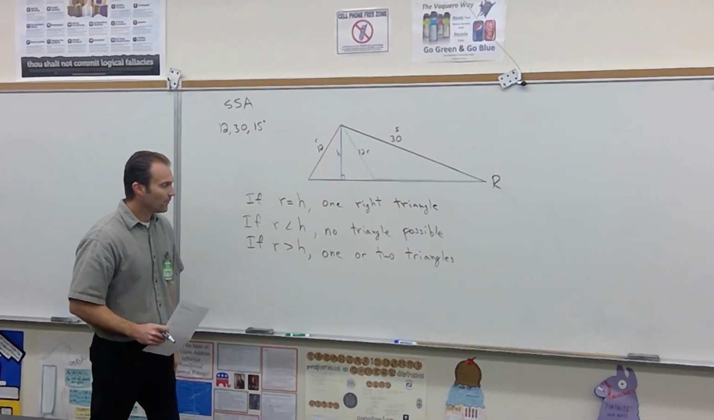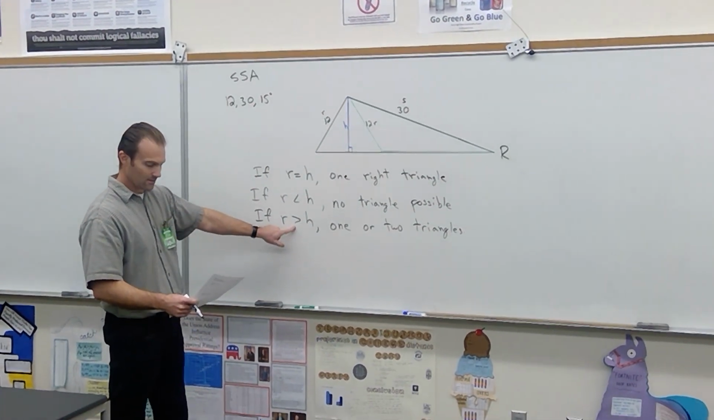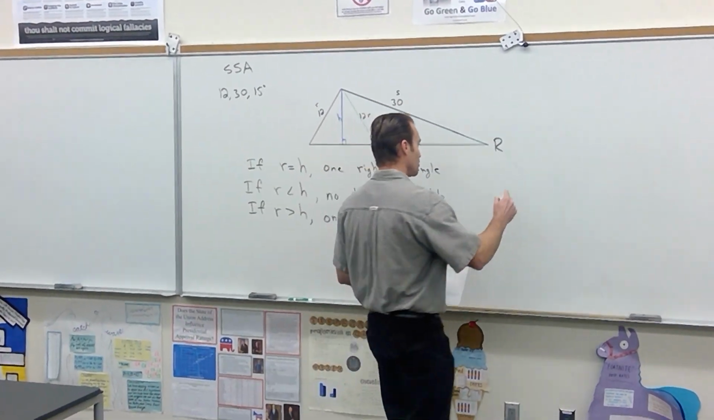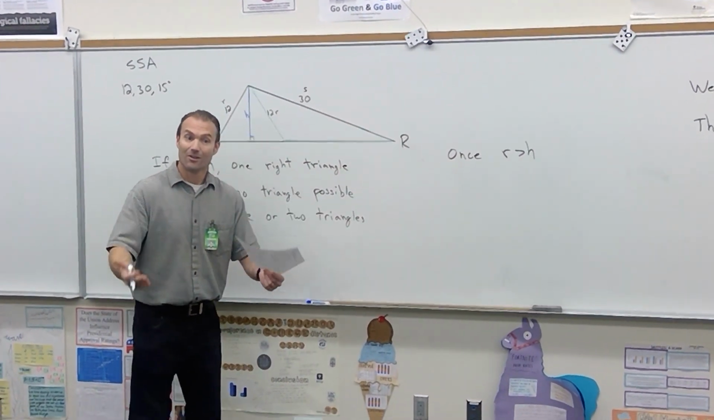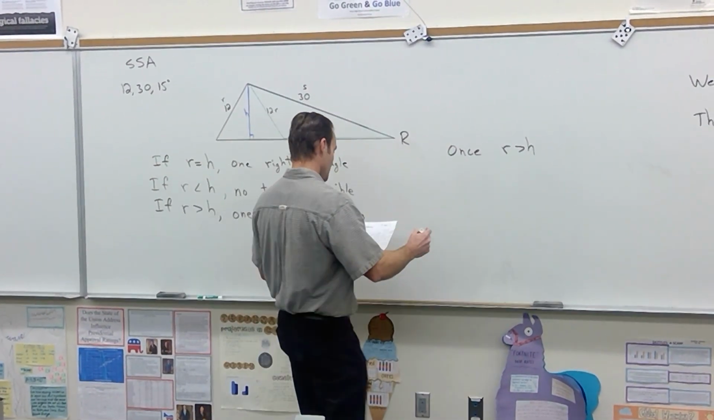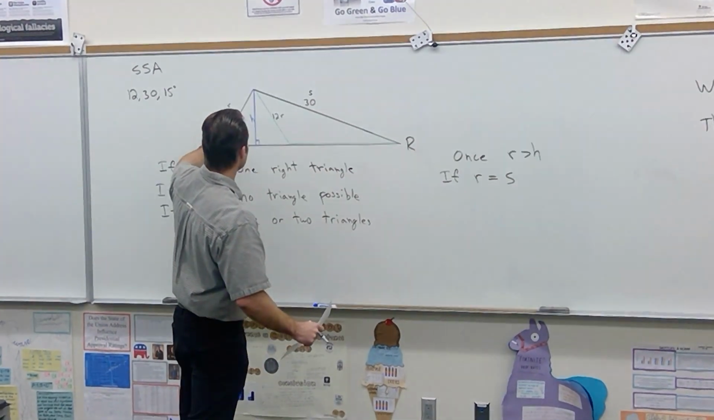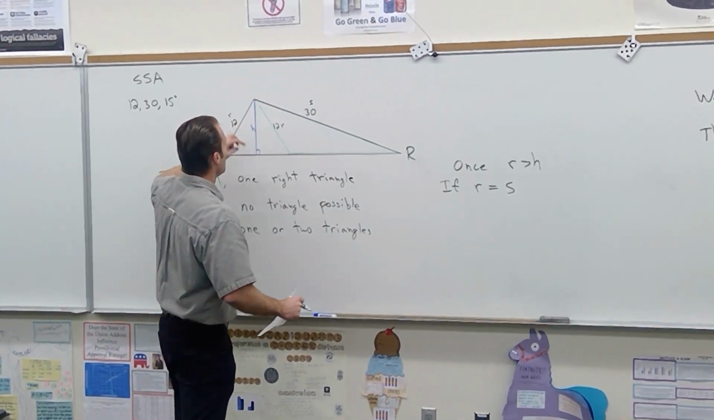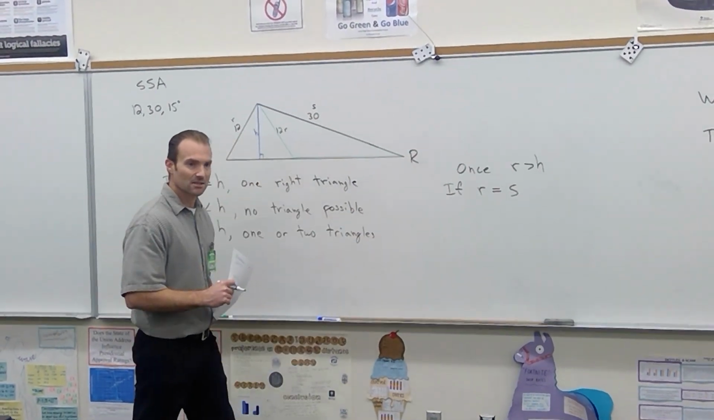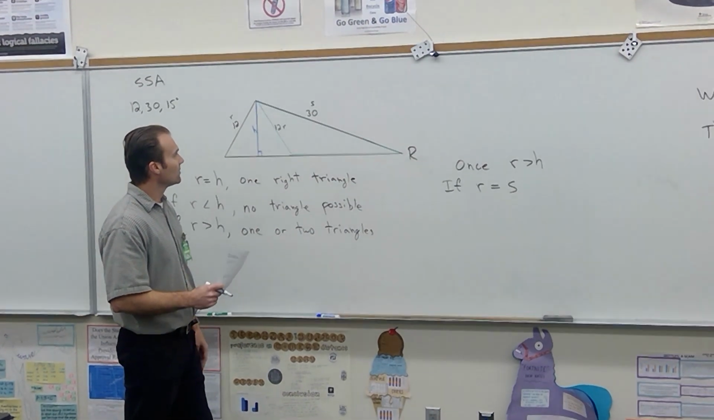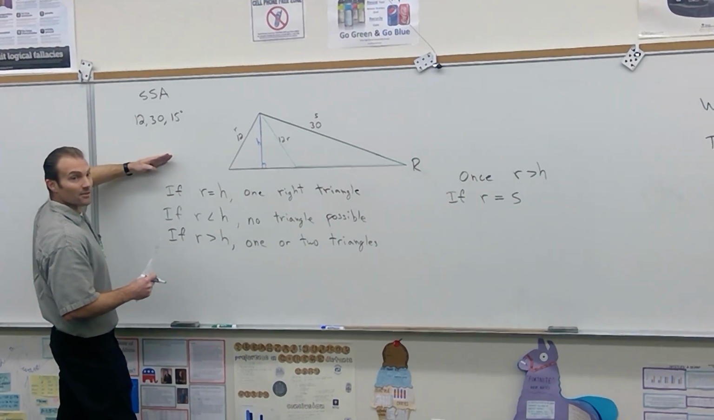Now, how do I know if I have one triangle? How do I know if I have two triangles? Well, that's the next section. Once R is greater than H, I now have more questions to ask. If side R is equal to side S, so in other words, if these two sides are equal, if I tried to flip this over here this way, R would land right on top of S, and therefore no triangle. So if R is equal to S, it has to go this way, and I would have an isosceles triangle.